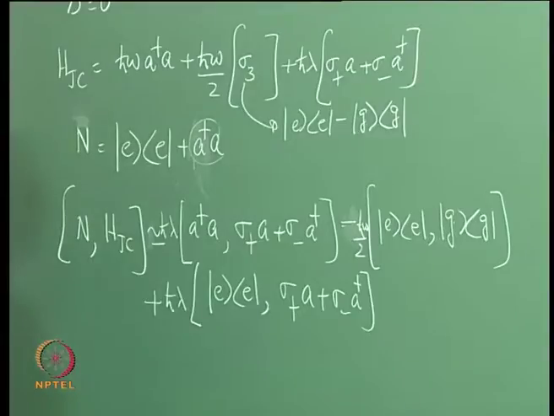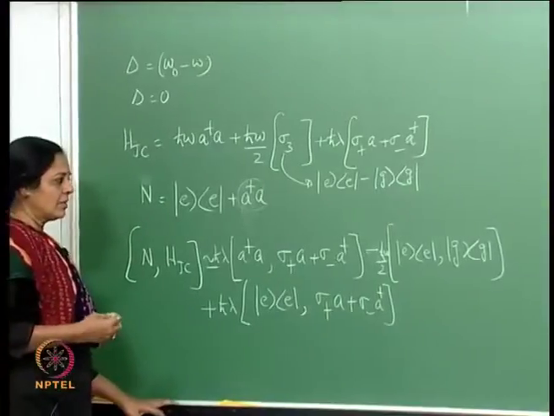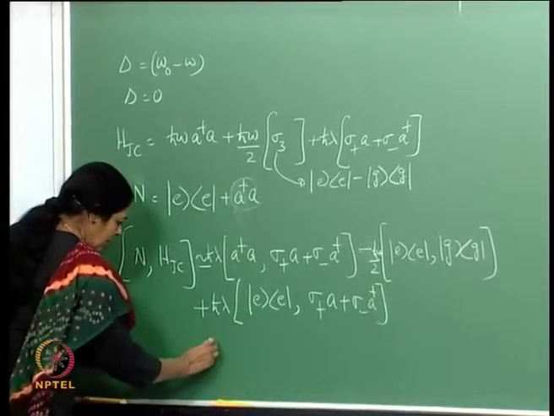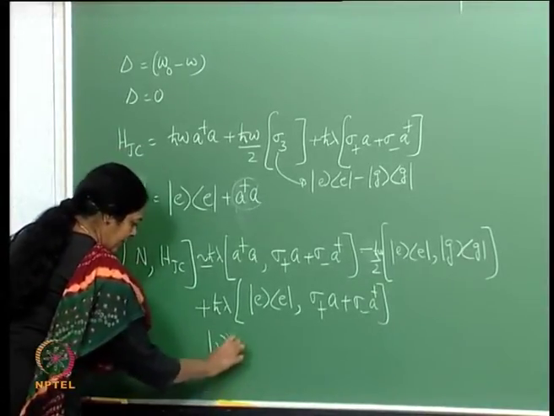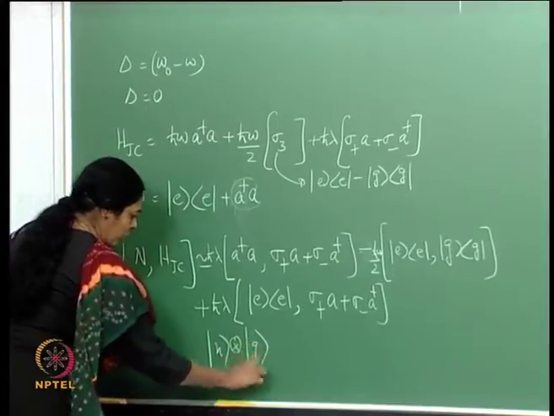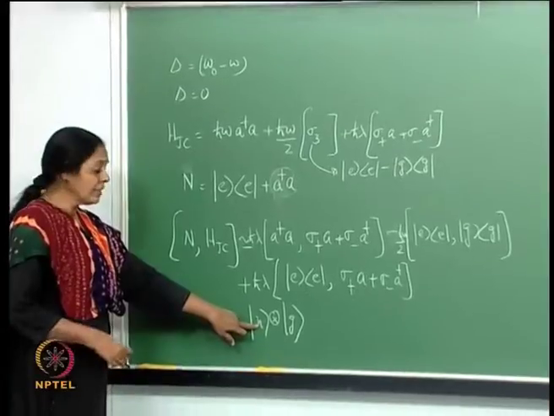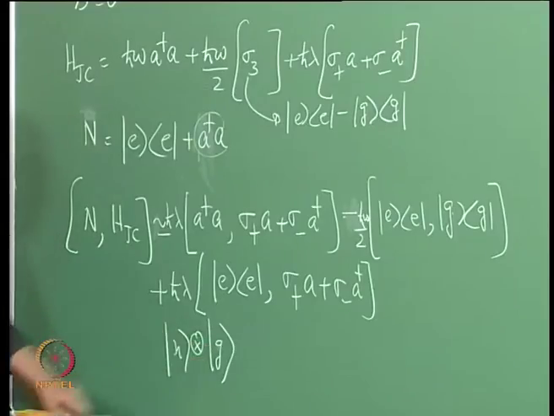Let us work with a typical state. For simplicity we consider an unentangled factored state, n direct producted with G, which means that the radiation field is an n photon state and G is the ground state of the atom.